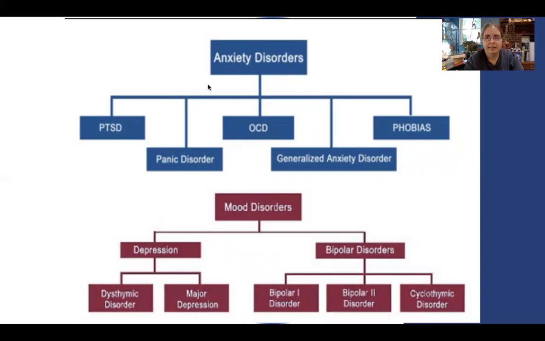If we're looking at just pure anxiety disorders, there's PTSD, post-traumatic stress syndrome, panic disorder, OCD, obsessive compulsive disorder, generalized anxiety disorder, as well as phobia. So those are irrational fears. And then for mood disorders, we generally talk about two main ones. There's depression, which can be further divided into dysthymic disorder and major depressive disorder. And then bipolar disorders, we have bipolar 1 disorder, bipolar 2 disorder, and cyclothymic disorder.